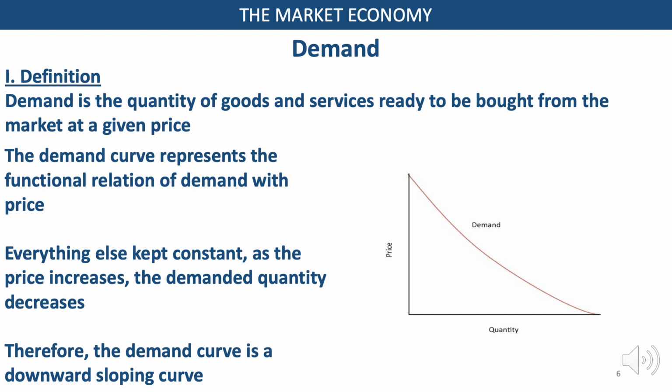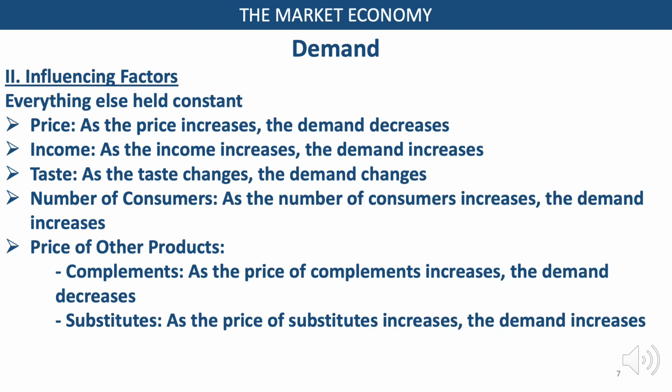For the demand, it is the quantity of goods and services ready to be bought from the market at a given price. As you can see, it is represented by a demand curve, which is a downward sloping curve, which means that the higher the price, the lower the quantity demanded. There are more than three factors influencing demand, as you can see on this slide.